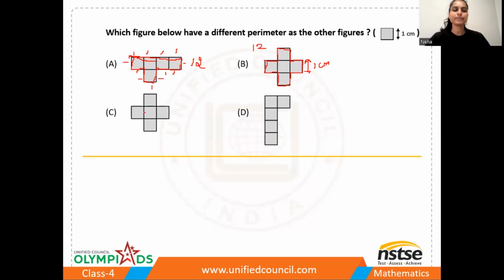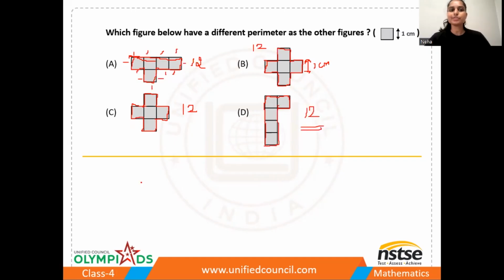This is again 12. For option C, it is 1, 2, 3, 4, 5, 6, 7, 8, 9, 10, 11, 12. This is again 12. Perfect. Now for option D, it is 1, 2, 3, 4, 5, 6, 7, 8, 9, 10, 11, 12. This is again 12. Okay. Alright. Oh, wait a second.